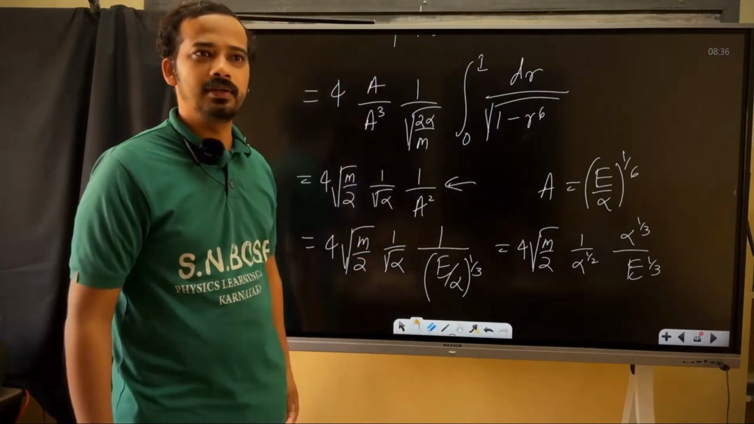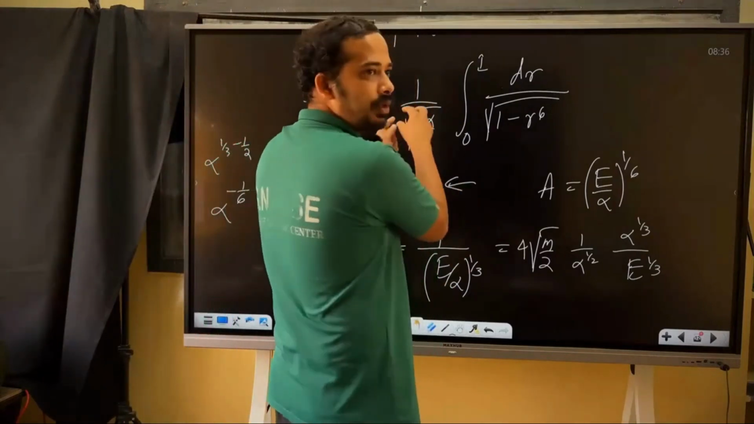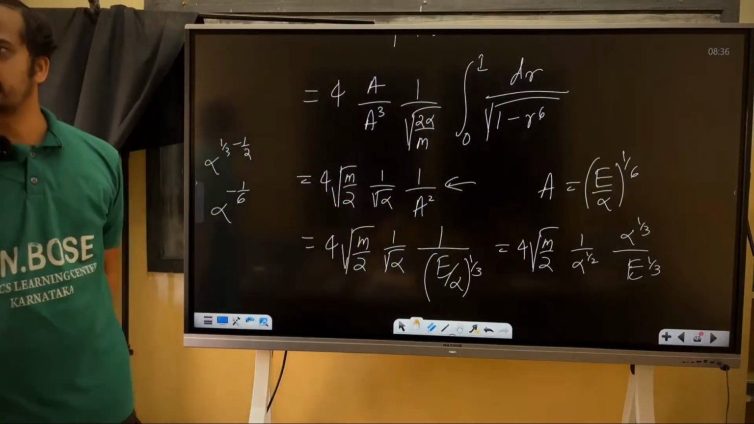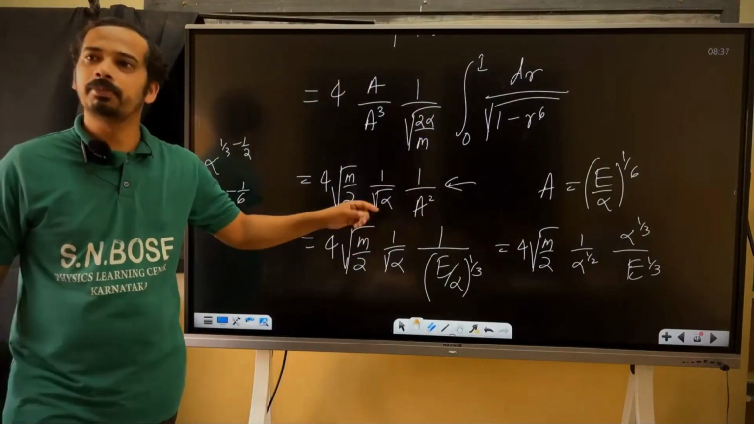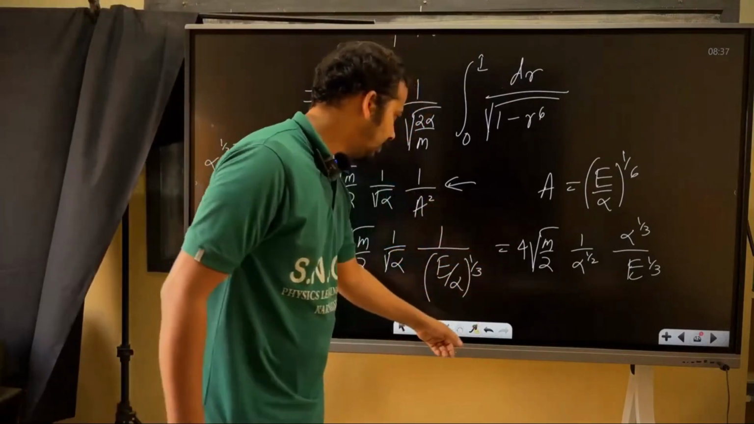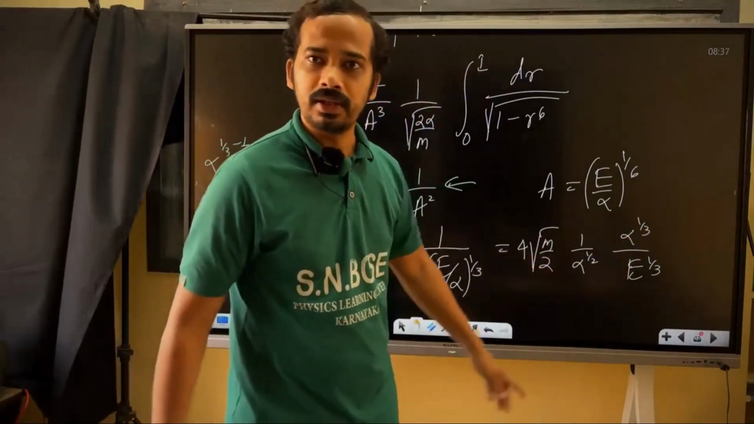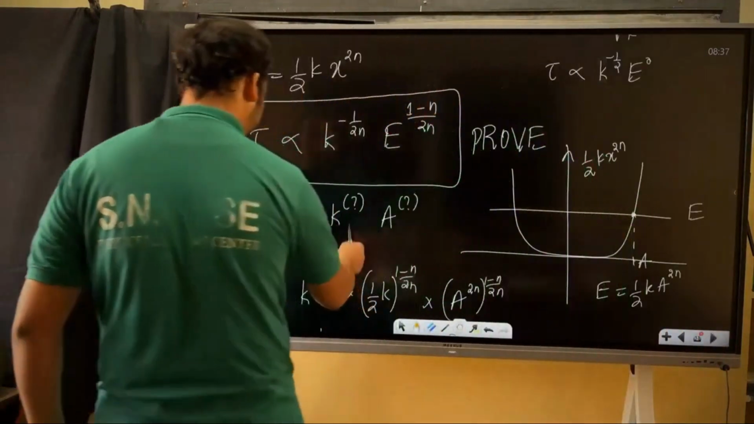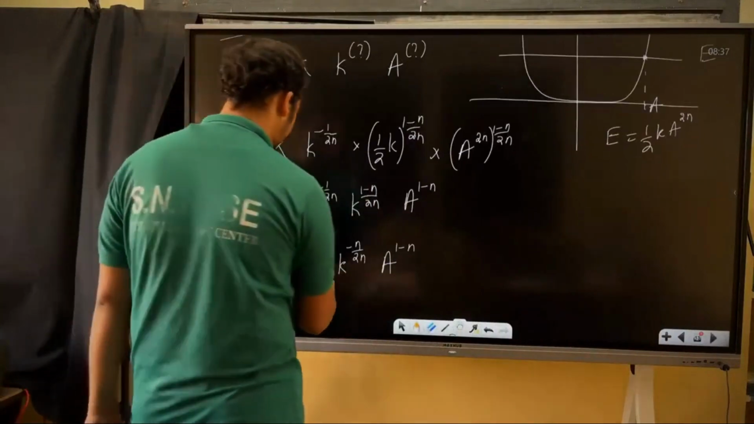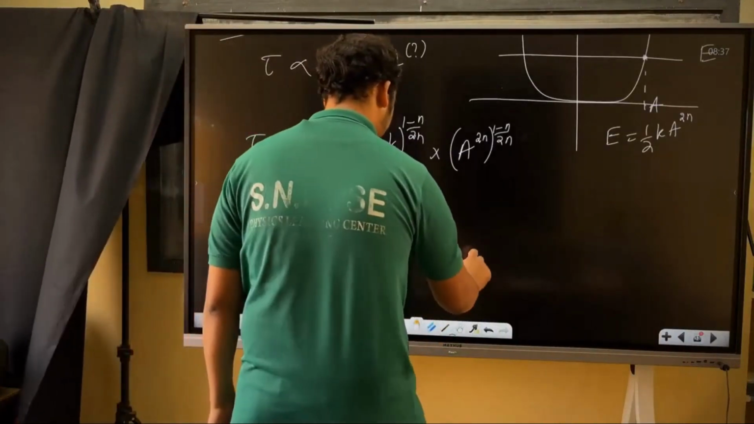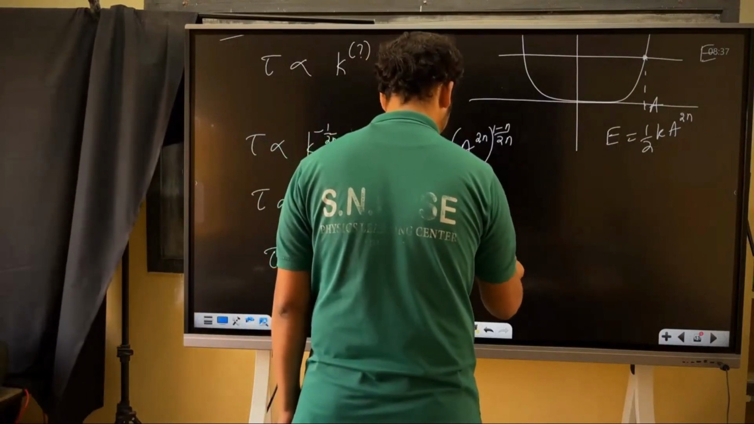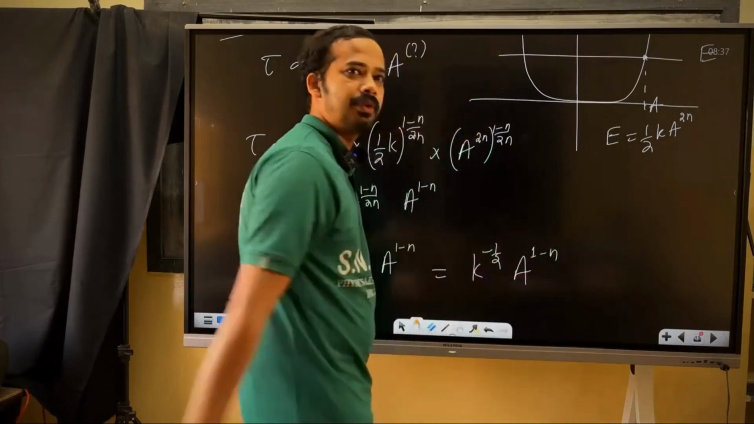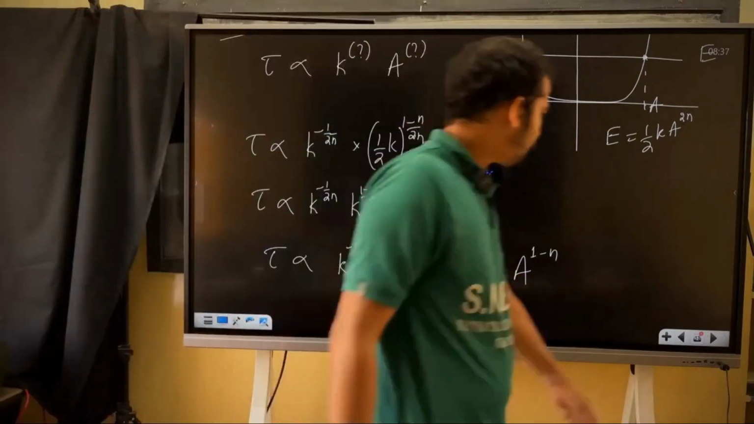Only a power will vary. How did 1 by root alpha come? That root of 2 alpha by m. In all problems, that is the same. That is the result we obtained over there. When you write in terms of amplitude, alpha power remains the same in all problems. When you write in terms of energy, alpha power depends on n. So that's what we got here. That's right. That can be, okay? But the best way is k power minus n by 2n, a power 1 minus n. This is the easiest expression to remember. Now, in this problem, what is being asked?